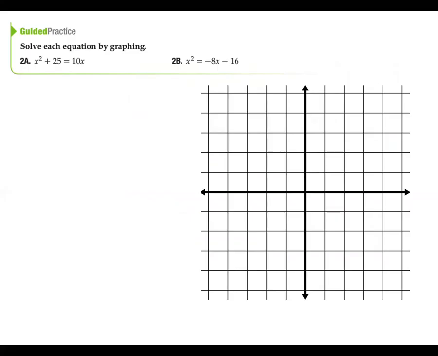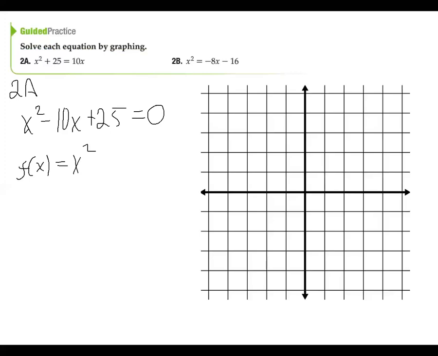Okay, we're back. So 2a, you have to set equal to 0 first. So make sure you put it in standard form. Subtract the 10x to both sides, plus 25 equals 0. And then graph the function f of x equals x squared minus 10x plus 25. So I'm going to let these go by 2s. 2, 4, 6, 8.